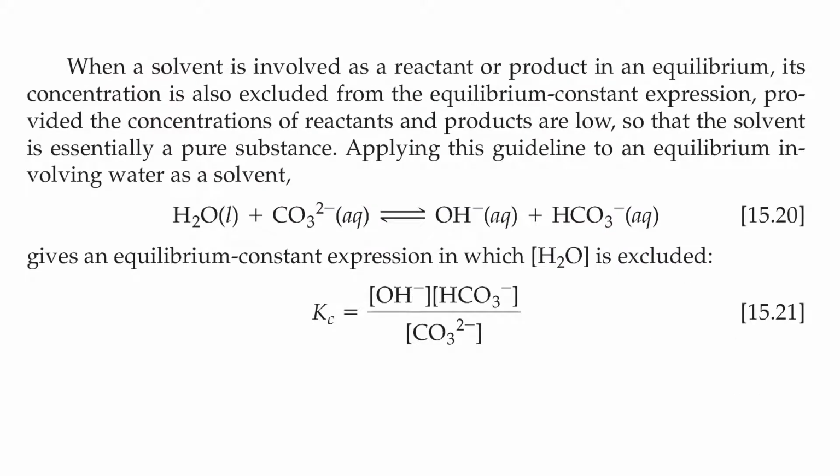When a solvent is involved as a reactant or a product in an equilibrium, its concentration is also excluded from the equilibrium constant expression, provided the concentrations of reactants and products are low, so that the solvent is essentially a pure substance. Applying this guideline to the equilibrium involving water as a solvent, water plus carbonate ion yields hydroxide ion plus hydrogen carbonate ion, gives an equilibrium constant expression of K sub C equals the concentration of hydroxide ion times the concentration of bicarbonate ion divided by the concentration of carbonate ion.